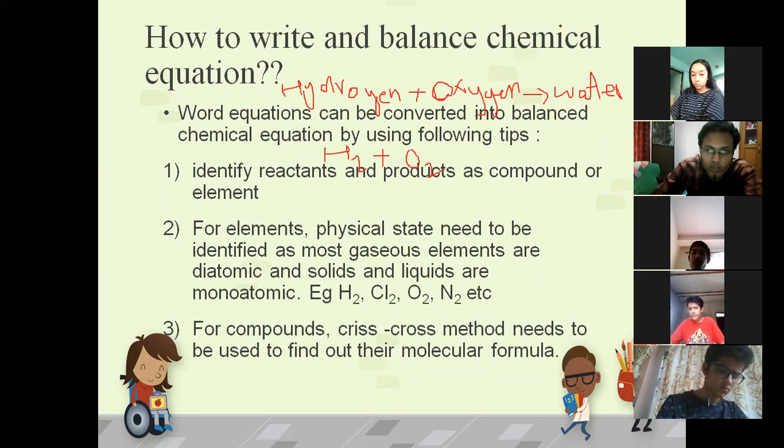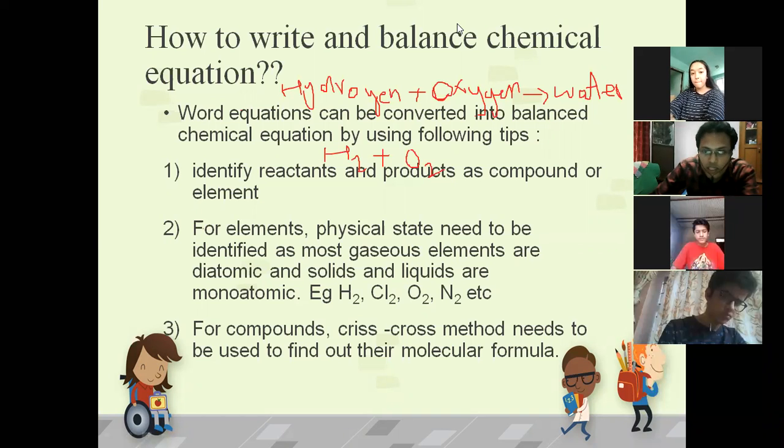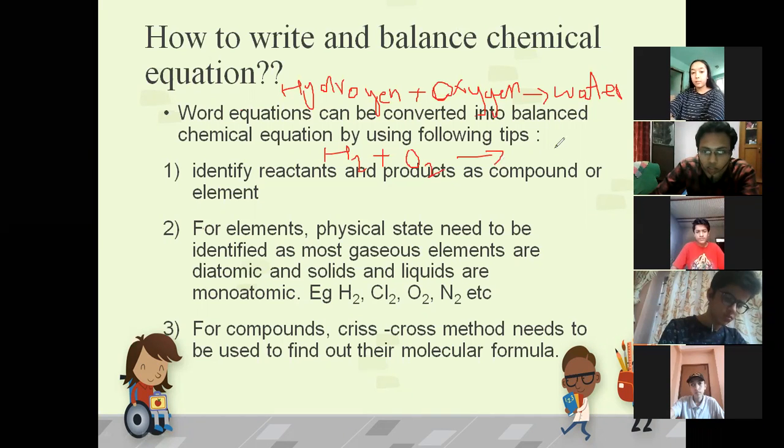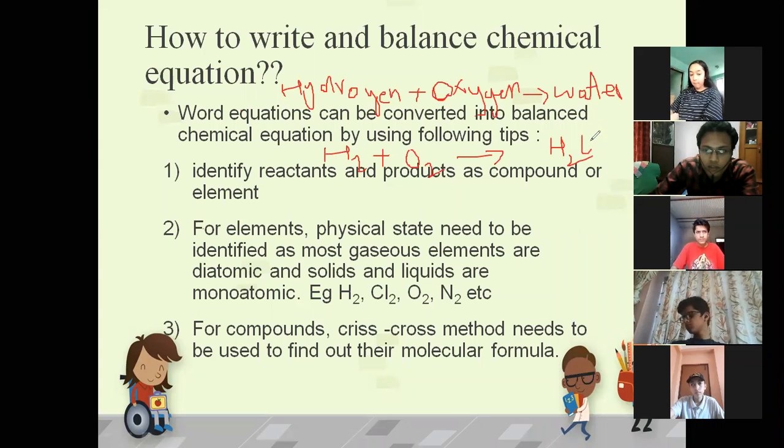Remember how to do the crisscross method? Just by exchanging the valency. By exchanging the valency, we can find the molecular formula of ionic compounds. In this example I have taken an easy one, so even without crisscross you can directly write H2O, the molecular formula of water. But if there was something difficult to remember the formula of, then what do we do?